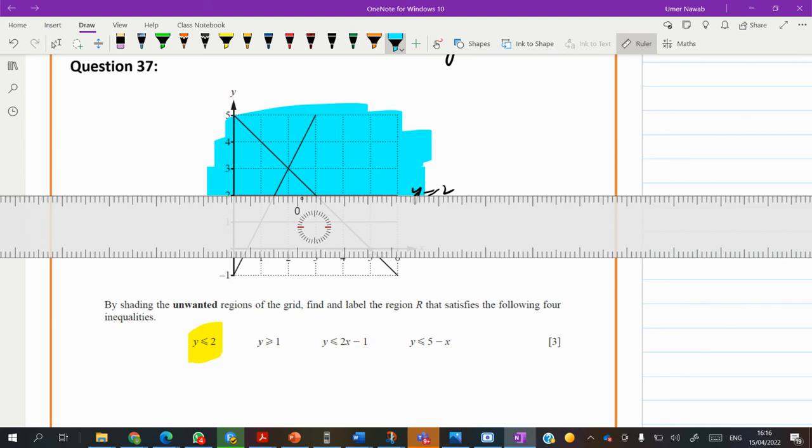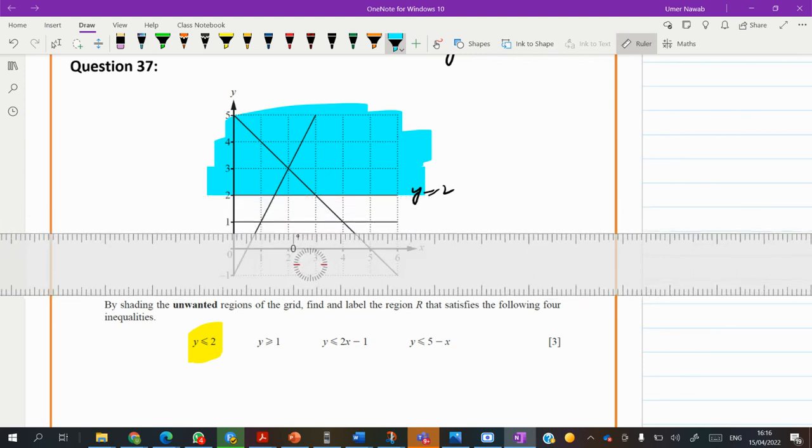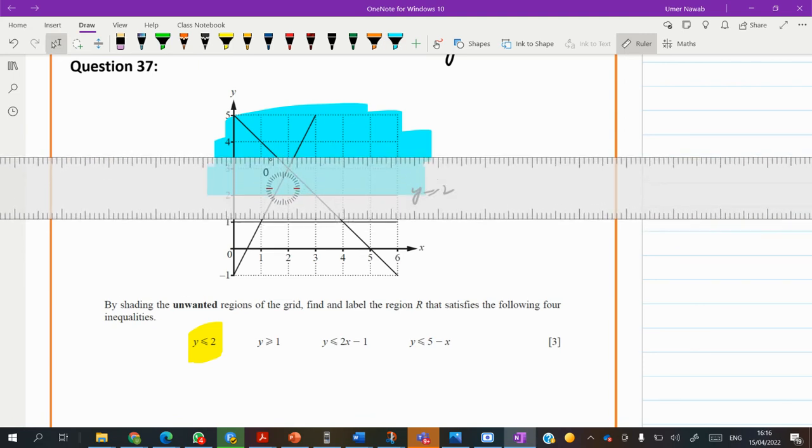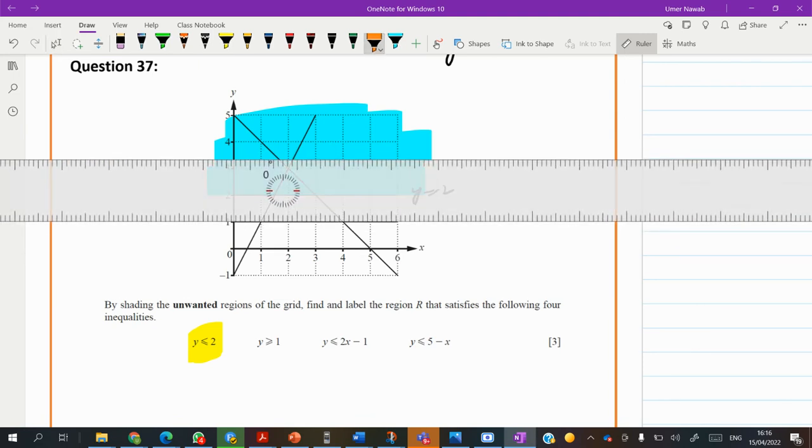And y is greater than or equal to 1. Greater than or equal to 1 means the above portion of y is equal to 1 is wanted. The below portion is unwanted. So I'm going to shade the below portion. So this is also done.